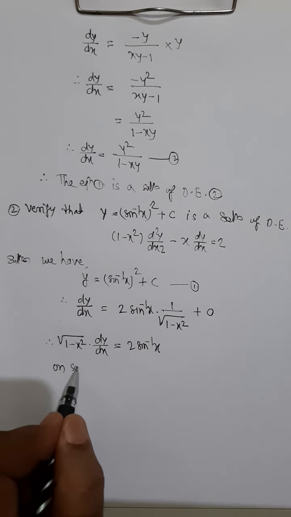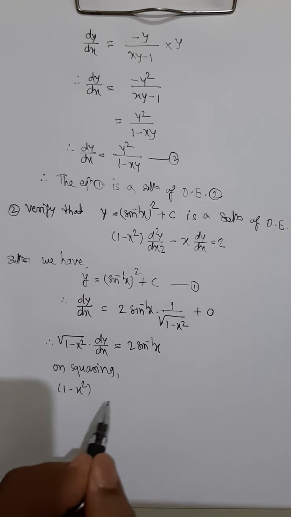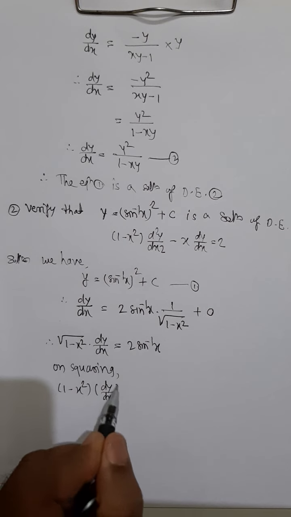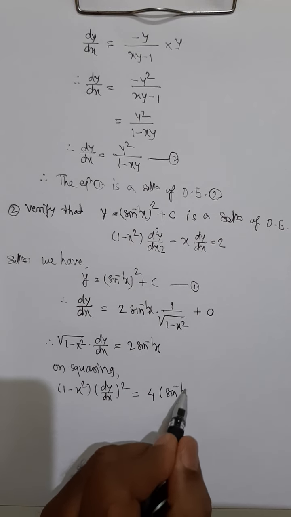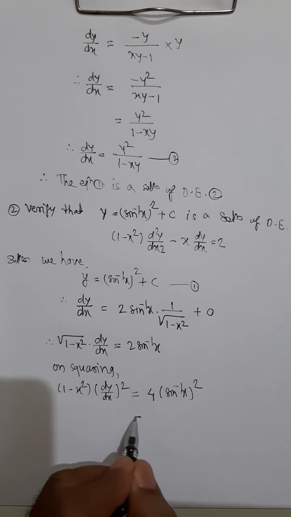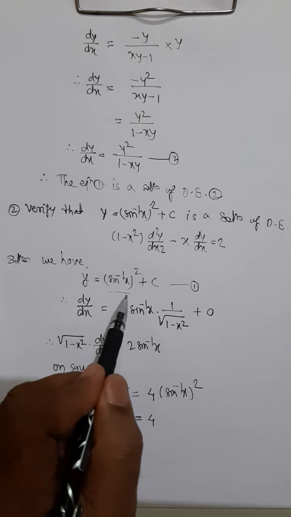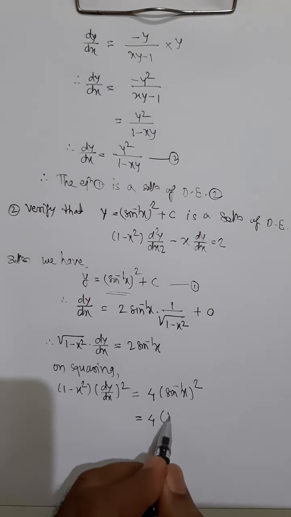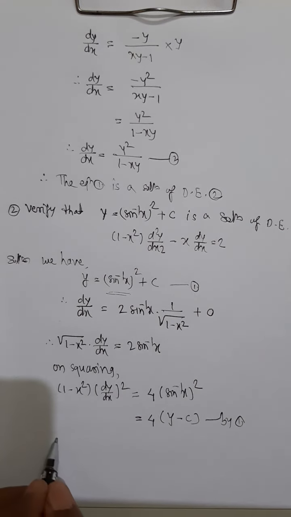Next step, squaring both sides. So on squaring we get (1 minus x square) into (dy by dx) square is equal to 2 square, 4, into (sin inverse x) square. So it is equal to 4. From equation 1 we substitute the value for (sin inverse x) square, that is (y minus c), and again differentiate this because the given differential equation contains a second order derivative, so we differentiate again.